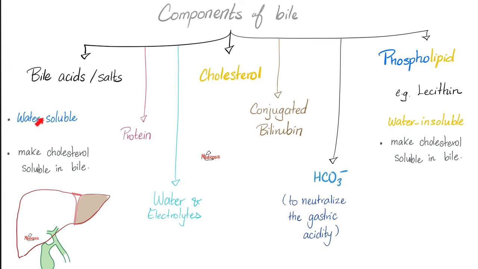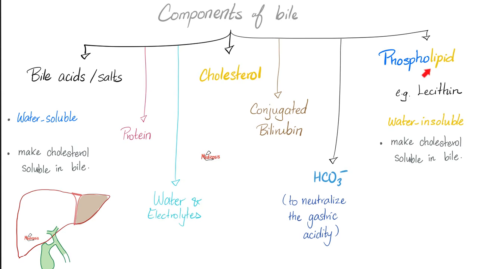Bile acids and bile salts are the good stuff. Why good stuff? They are water soluble. That's amazing. And they make cholesterol soluble in the bile because the bile is watery. Yeah, so I make the cholesterol soluble in the water. How about phospholipid? Phospholipid is also part of the bile, such as what? Lecithin. Do you remember the surfactant? Yeah, it was made of lecithin.